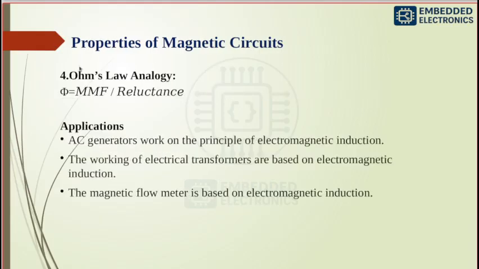And next is the Ohm's law analogy. Phi equals magnetomotive force divided by reluctance. So next is the application. AC generators, electrical transformers, magnetic flow meter, these all are based on the principle of electromagnetic induction.